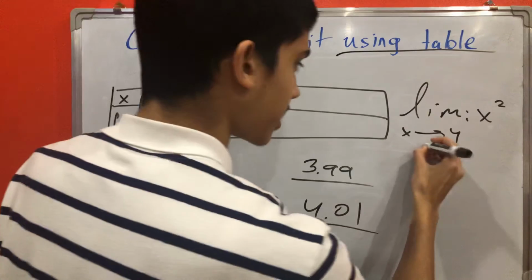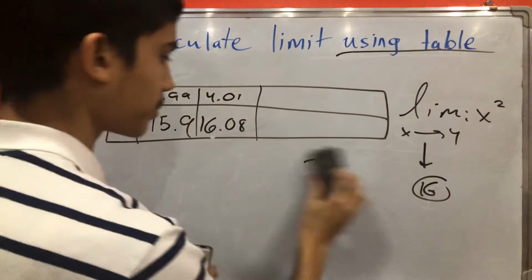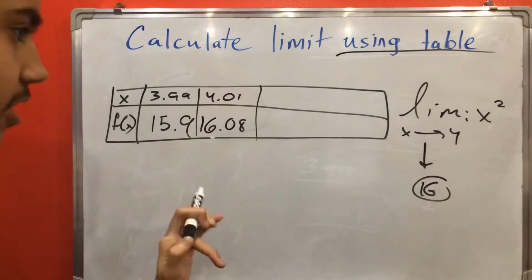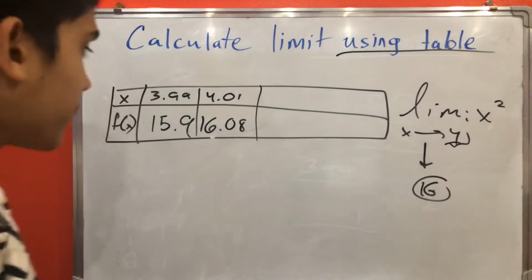So we can safely say that the limit is 16. And this is how we would do it using a table. We don't have a graph, but we're just going to plug in values from the left and the right that are close to the limit they told us, right?